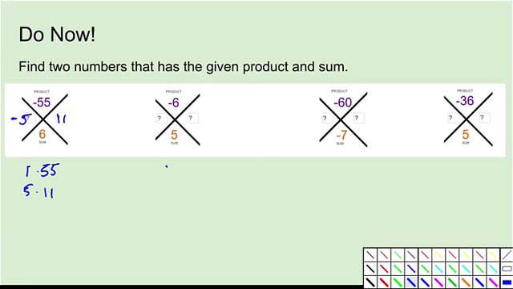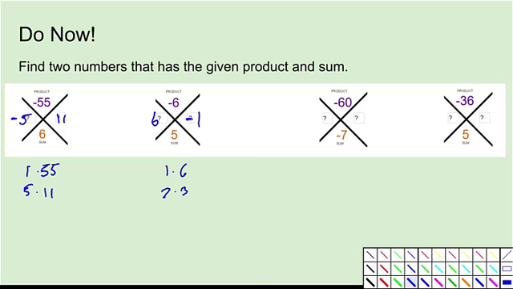Here we go. 6. 1 times 6, 2 times 3, perfect. And I'm going to need them both to be negative. So a negative 2, oh no, that's not going to work. Let me rewind that one. Back. I need one of them to be negative, which means I need to use the 6 and the 1. Ooh, a little tricky problem here.